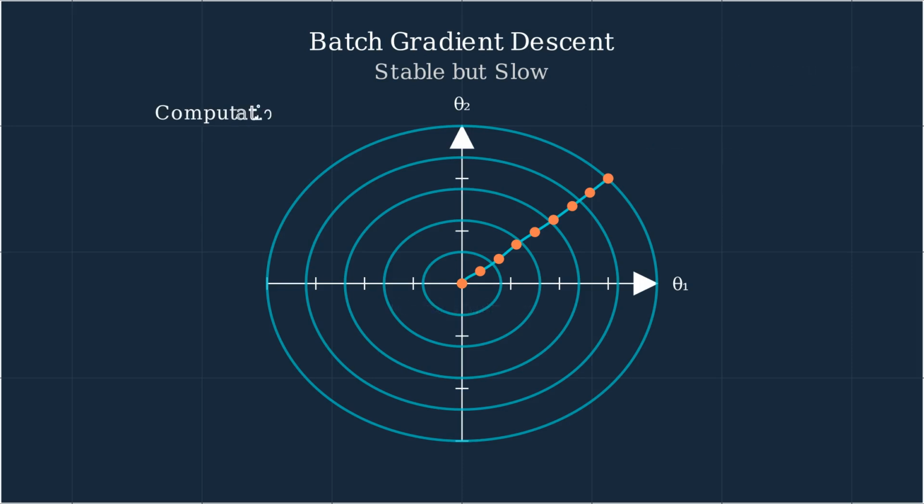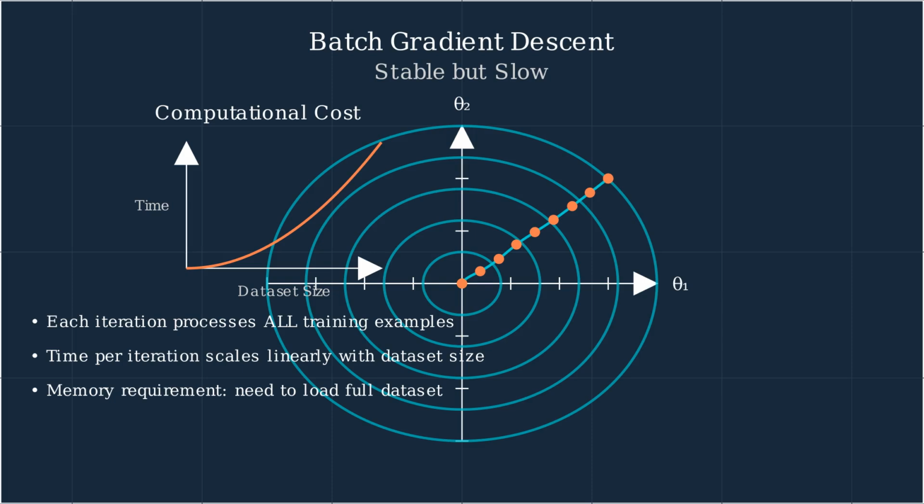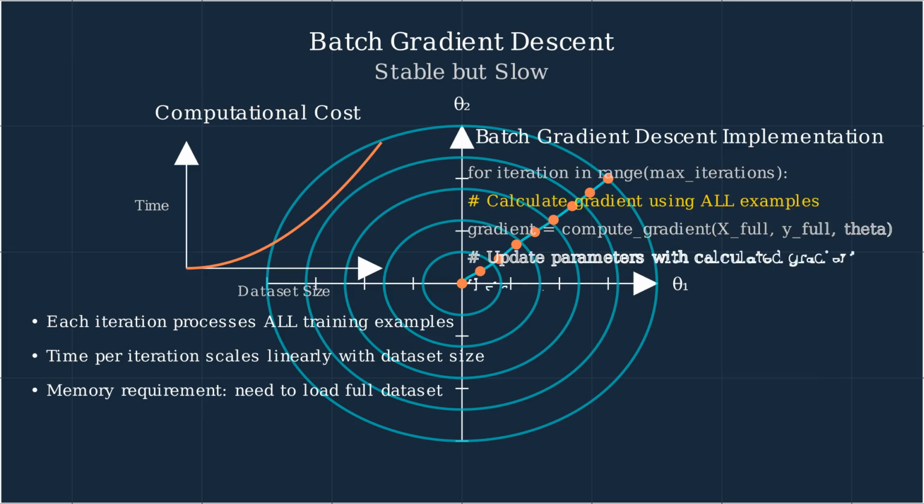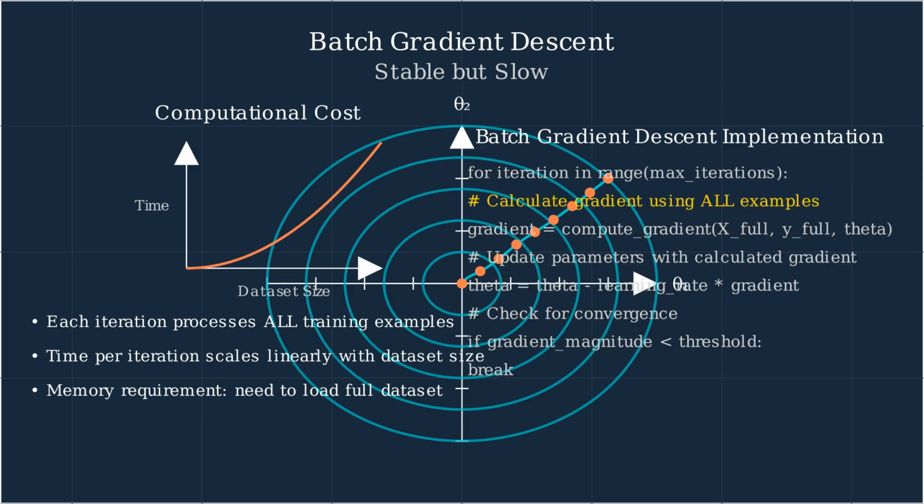The computational cost of batch gradient descent can be significant. Each iteration requires processing all training examples, making it expensive as datasets grow. For large datasets with millions of examples, this becomes impractical. This simplified implementation shows how batch gradient descent processes all examples in each iteration. Note how we compute the gradient using the full dataset before making a single parameter update.